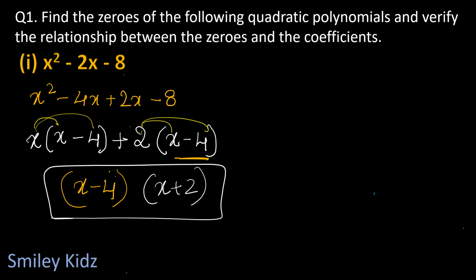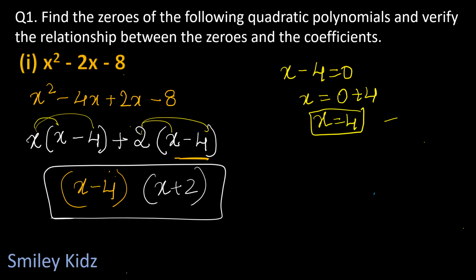Now, how do we find out the zeros? x minus 4 is equal to 0. So, x will be what? 0 plus 4, and x will be equal to 4. Now, one of the zeros of this particular quadratic polynomial is 4, isn't it? Then we have x plus 2 is equal to 0.